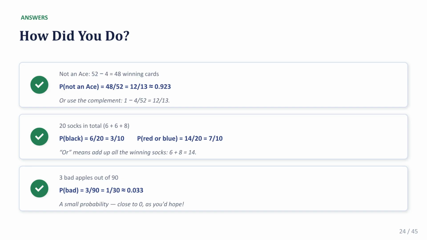Let's check your results. For the cards, 48 out of 52 are not aces, simplifying to 12/13. For the socks, there are 20 total, so black is 3/10, and red or blue is 7/10. Finally, the bad apple probability is 1/30. Well done if you got these right.